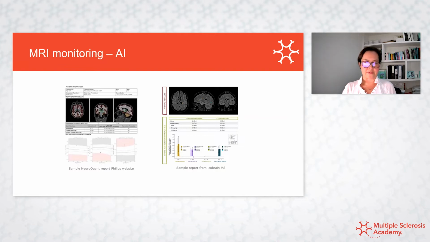Here are a couple of examples of a couple of companies that are already doing research work and trialing the use of AI and automated segmentation in clinical practice. So I think that's where we're going to be heading and doing a lot more of this. And I think that's the end of my slides.